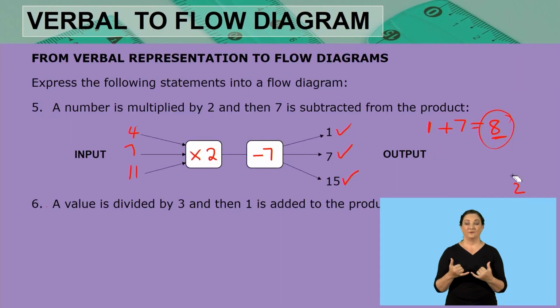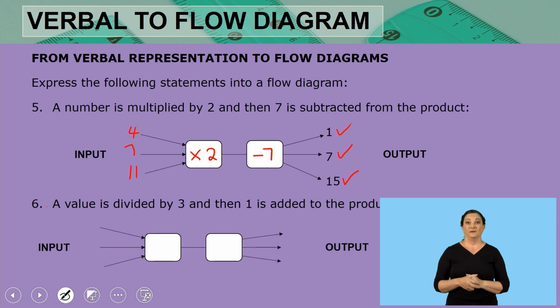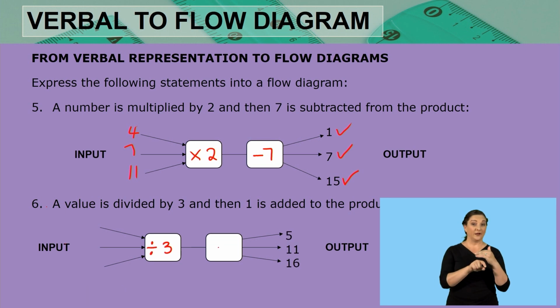Let's look at the next one. It says there a value is divided by 3 and then 1 is added. So that value is divided by 3. And then after that, we are going to add 1 to the quotient, not the product, but the quotient. So let's look at how that is going to work. Again, we are going to be working in reverse. So from 5, we know that for us to get 5 as an answer, 1 was added. So we are just going to subtract that 1. That is going to give us a 4.